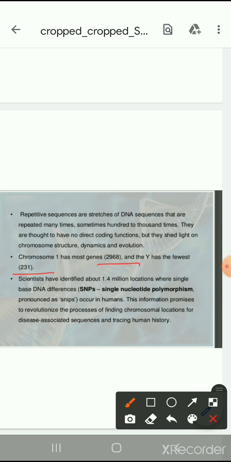There are about 1.4 million locations in the human genome where single base DNA differences occur, called SNPs, single nucleotide polymorphisms. This information is helpful in finding chromosomal locations for disease-associated sequences and tracing human history. And what are the applications?